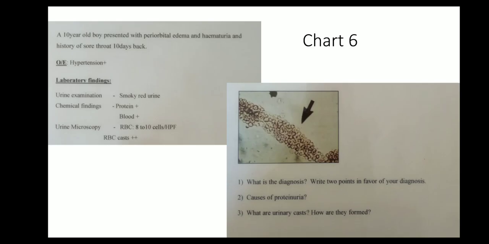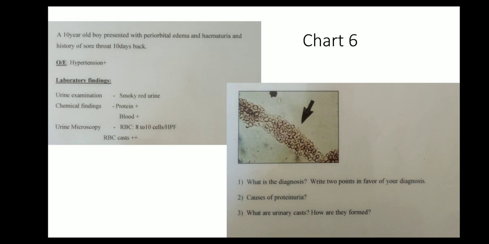So these were the 5 hematology charts. Now moving on to urine charts, there are only 2 charts. The first, chart number 6, is a 10-year-old boy presented with periorbital edema and hematuria and history of sore throat 10 days back. Hypertension is present and urine examination showed smoky red urine. Chemical examination showed proteinuria and hematuria, 1+ for each. Urine microscopy showed RBC 8 to 10 cells per high power field. RBC cast also present. This picture shows the RBC cast in the urine.